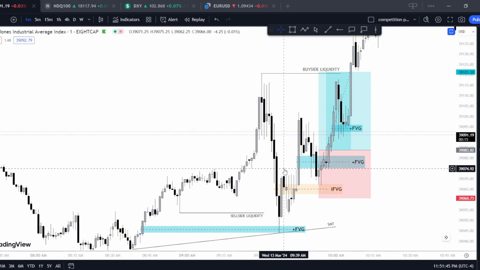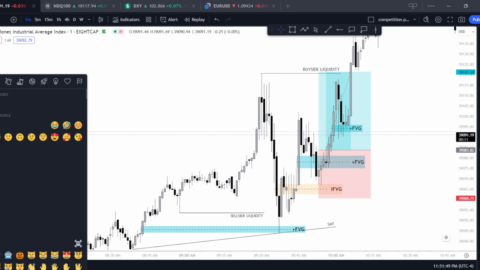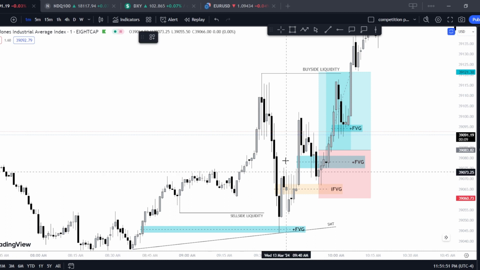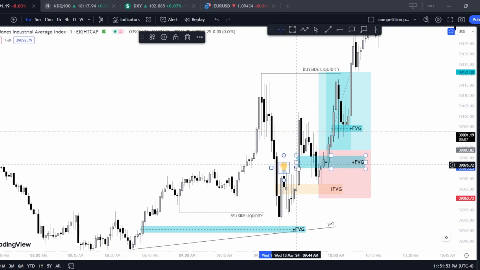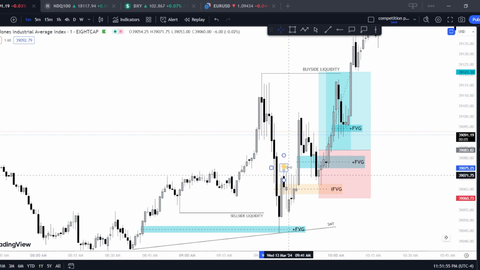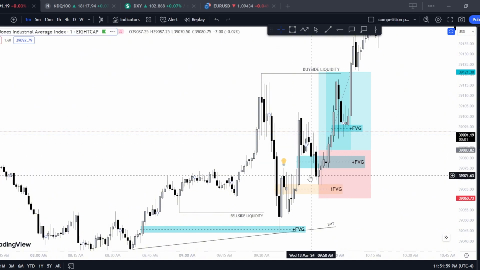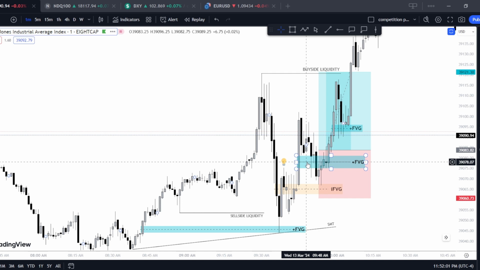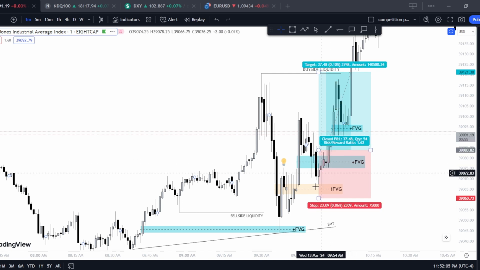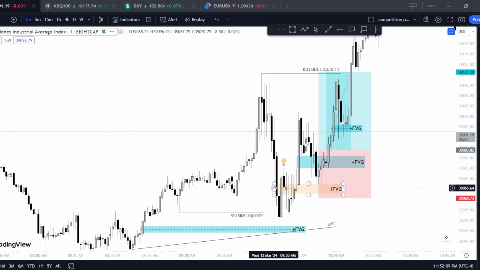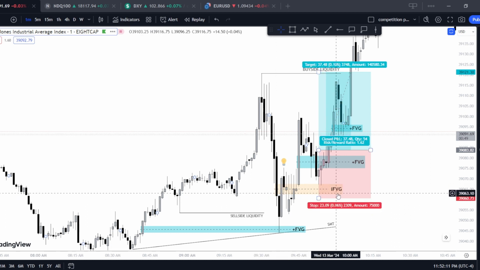Right there, we have a short-term high. Right there, the short-term high was broken. So we have a shift in market structure right there. We have a fair value gap. That's where I enter my trade. And then I just put the stop loss below the inversion fair value gap.